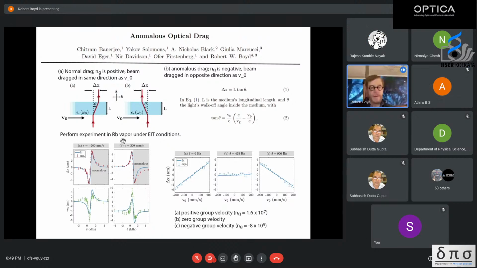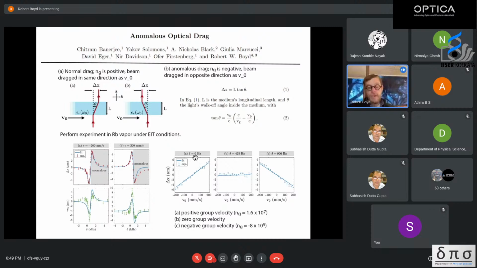We once again used rubidium vapor, but now we used EIT, electromagnetically induced transparency. This leads to a very, very narrow absorption feature, and thus a very, very rapid variation of the refractive index with frequency. And then here are the results.